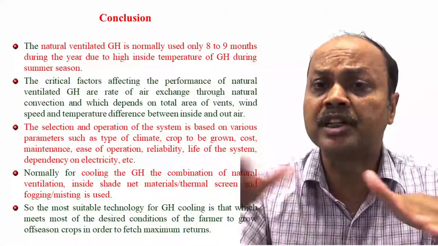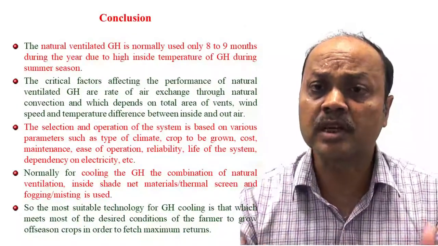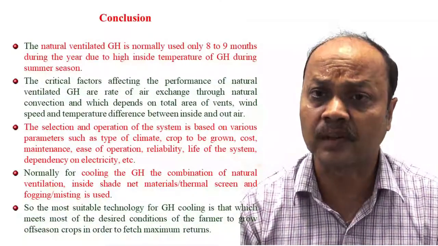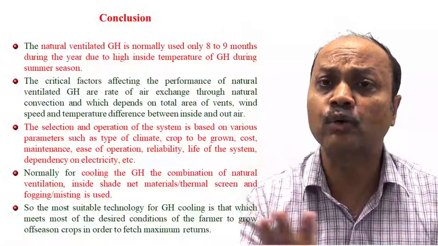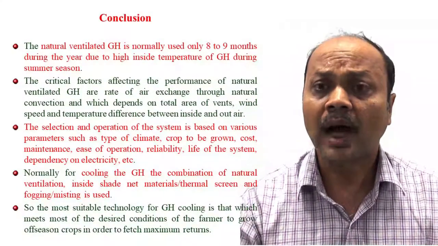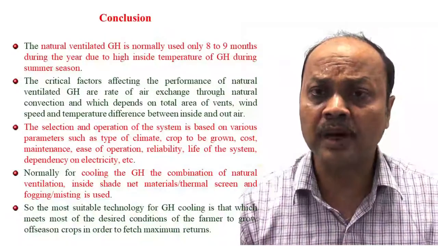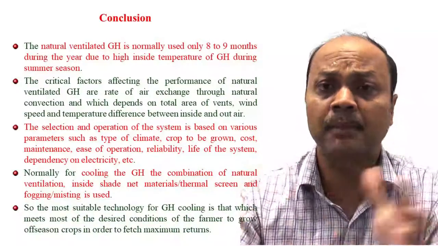Apart from that, we have designed the detachable roof greenhouse for summer season. Detachable roof greenhouse means round the year cultivation without using any energy. Normally, in India, people are using greenhouses for 8 to 9 months because during summer it is very difficult. The technology is there: high tech, low cost, medium, which I already explained in the earlier lecture. Technology is there to create any temperature microclimate inside the greenhouse.